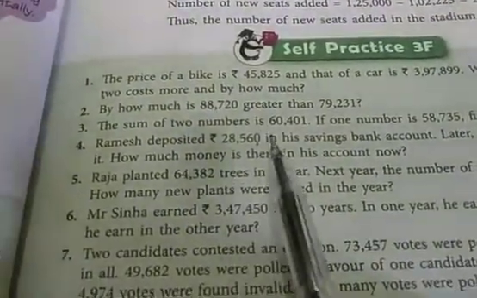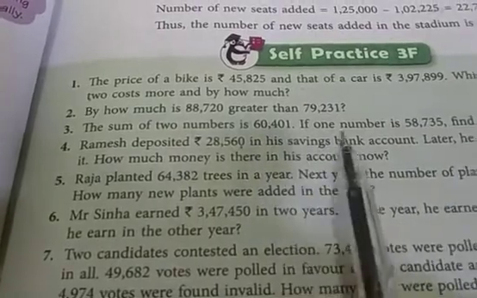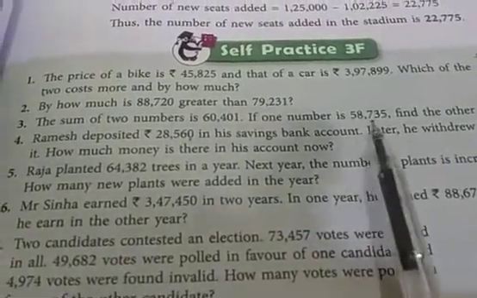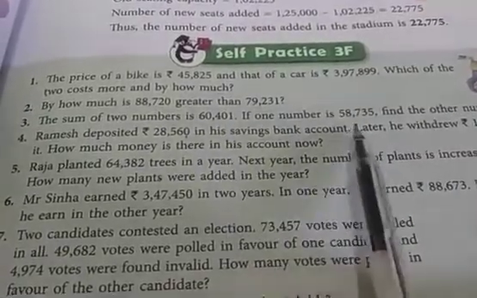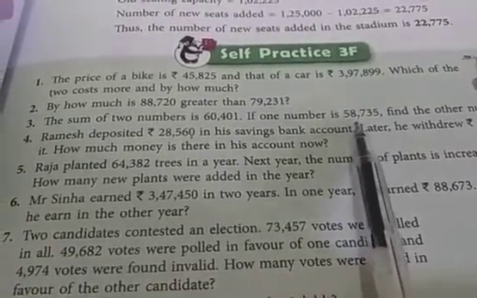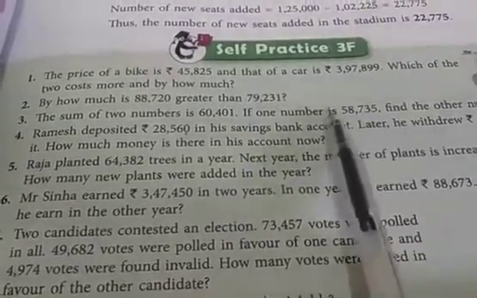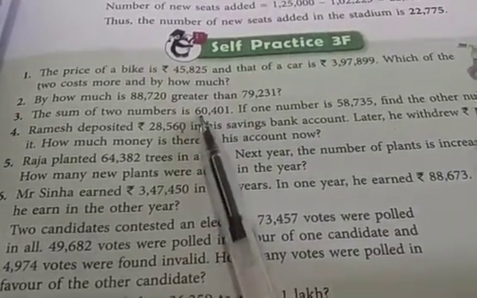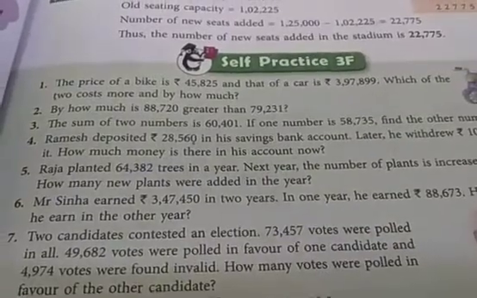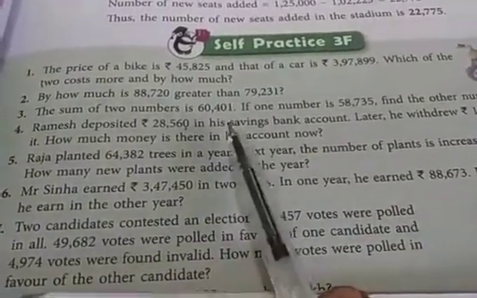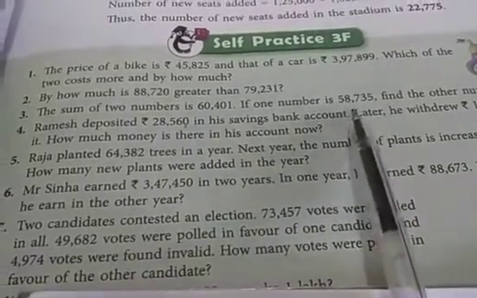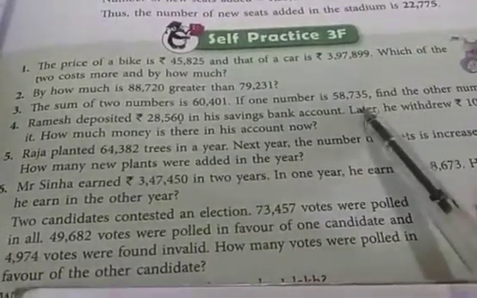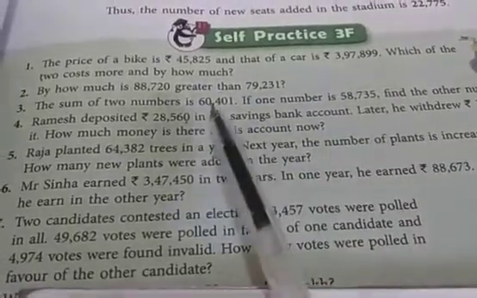The sum of two numbers is 60,410. If one of them is 58,735, find the other number. See, this is the sum of two numbers. One of the numbers is given here, so we have to find the other number. If you subtract this number from this, we will get the other number. Are you understand? This is the sum of two numbers. When we add two numbers, we got this. To find the other number, we have to subtract this number from this. Then only we will get the other number.